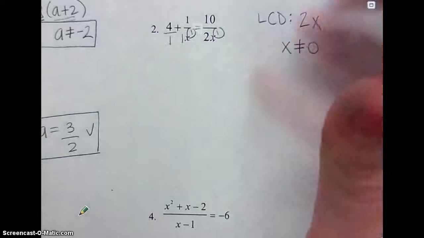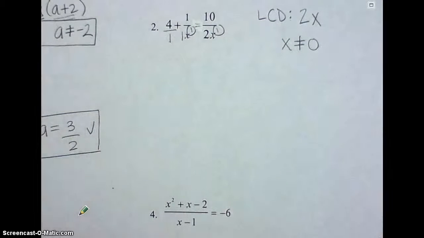Right. Nothing's being added or subtracted. So x cannot equal 0. I don't understand how you got 2x.